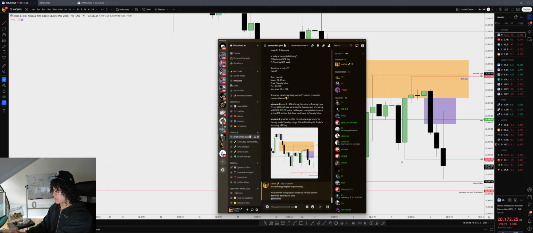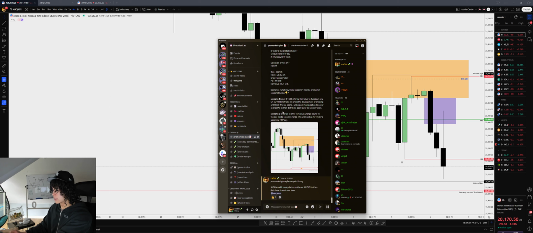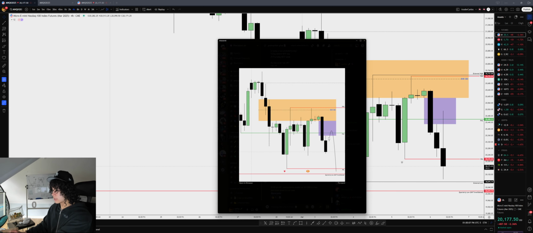We had our first scenario being our 8-hour SIBI offering fair value to Tuesday's low, 4-hour time frame, creating a 4-hour imbalance. If 10 o'clock opens, I will expect manipulation to occur at that POI to then distribute back lower to Tuesday's low. So what do we do? Technically, we just opened at 10 o'clock, rebalanced this 4-hour imbalance, so the SIBI, and then we had that distribution that you can see right on the right side of the screen. So picture perfect.